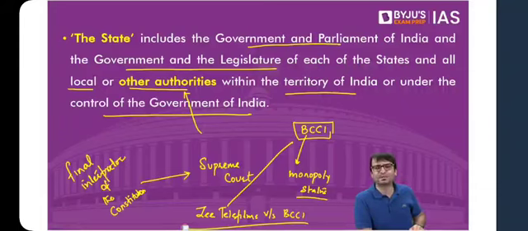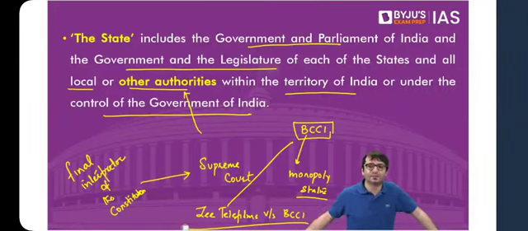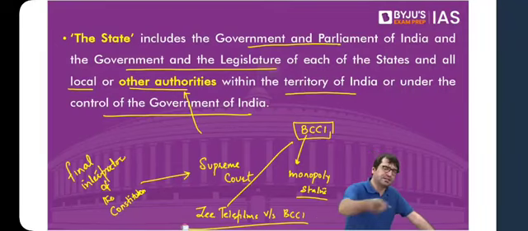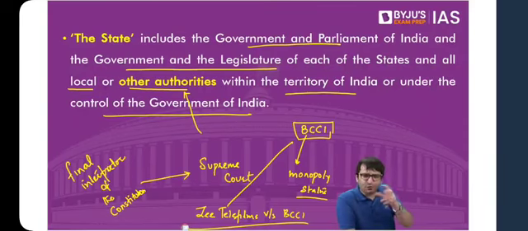Zee approached the court and said BCCI has violated the equality principle, justice principle, which is violative of fundamental rights. And as such, we're taking BCCI to the court. Now, the principal thing that the court had to decide was to see if the BCCI is a state or not.